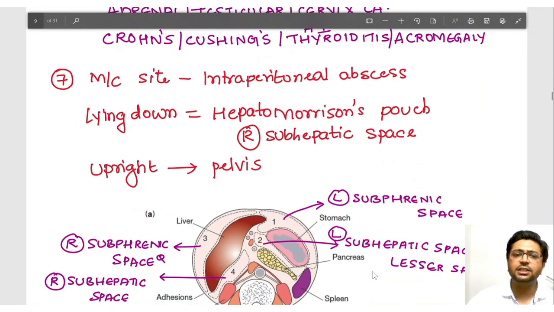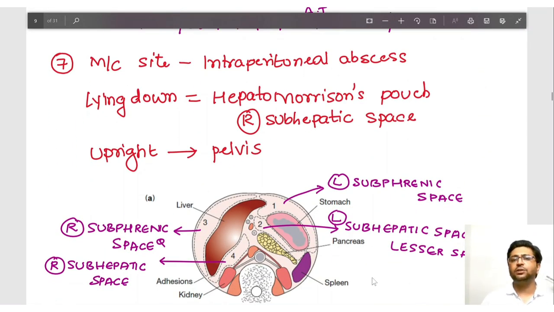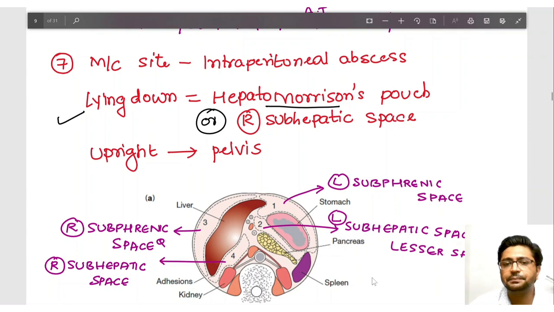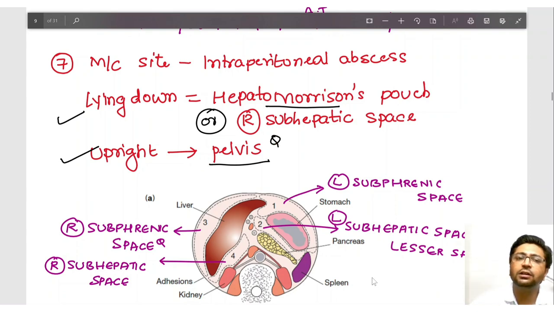So the next question is, which is the commonest site of intraperitoneal abscess? So one should remember, in the lying down position, the most dependent would be hepatorenal pouch of Morison, also referred to as the right subhepatic space. And in the upright position, when the patient is standing erect, then the pelvis is the commonest site. But overall, it is the hepatorenal pouch of Morison which is the commonest site for intraperitoneal abscess.